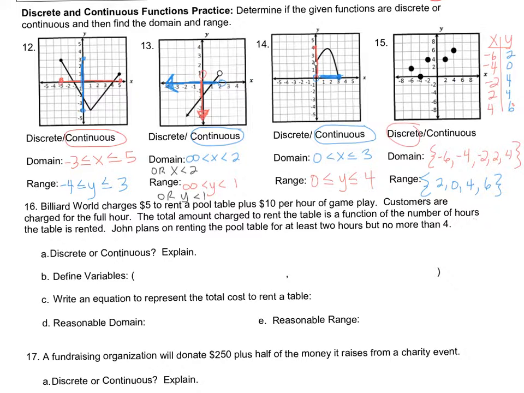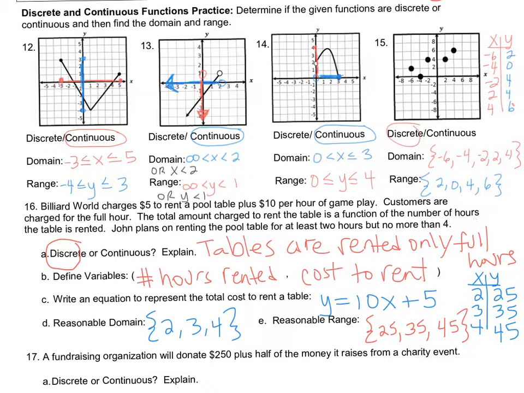Okay, on number 16, we're now going to start looking at situations, determining if they're discrete or continuous, and then writing out the domain and the range. So go ahead, and what I want you to do is read number 16 completely, answer all the questions, pause your video while you're doing this, and then check back for the answers. Okay, this one is discrete because the pool tables are only rented for complete hours, so there's no charges in between the hours.